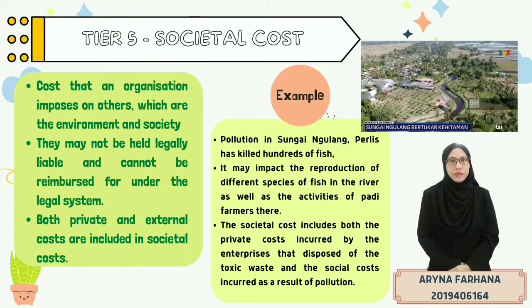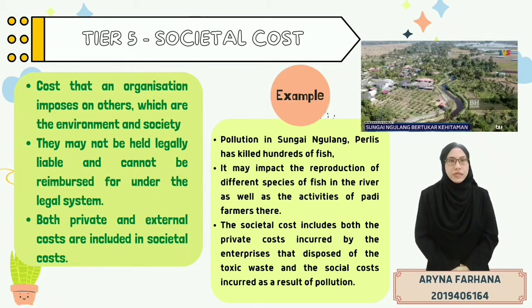For example, pollution in Sungai Mulang, Perlis has killed hundreds of fish, and if the pollution persists, it may impact the reproduction of different species of fish in the river as well as the activities of paddy farmers there. In this situation, the societal cost includes both the private costs incurred by the enterprise that disposed the toxic waste and the external costs incurred as a result of pollution.